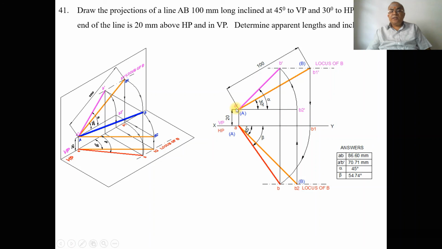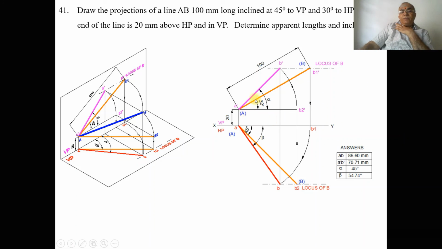So with A dash at center, because the locus of B in the front view is above XY line by some distance, with A dash at center, taking the radius of A dash B2 dash, by using compass you draw an arc such that it is going to cut the locus of B in the front view. Then mark this point as B dash, then join A dash B dash with a dark line. Then when you join between B dash and B, both should lie on the same line. Now we need to write the apparent length and apparent inclination.